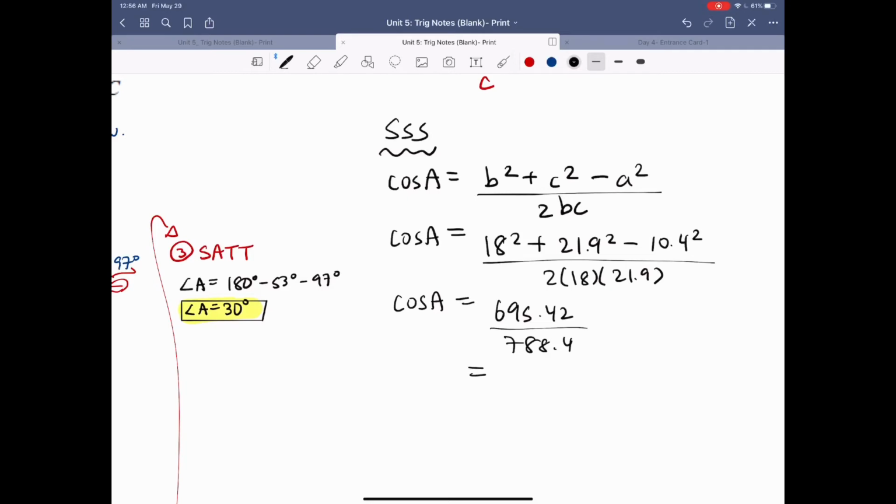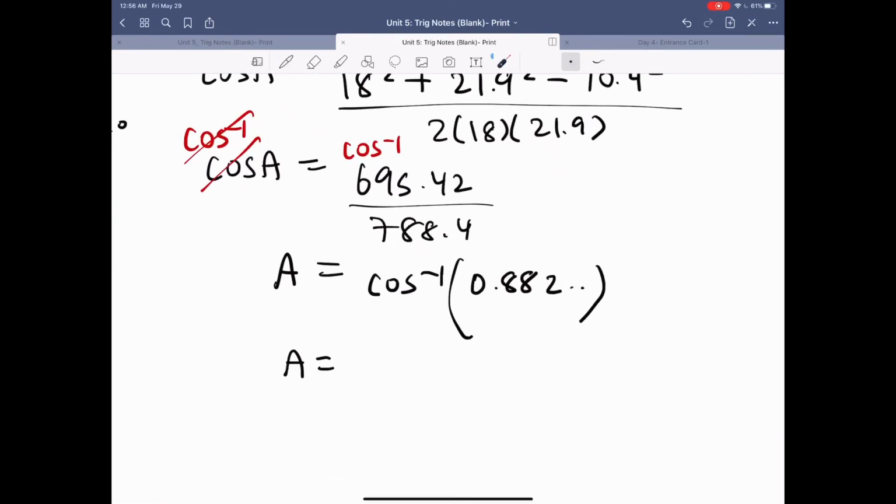It's important you remember what's on the left side. Well, at this point I could cos inverse both sides, and so I will get my A value, and my A value is cos inverse of the number right here, which works out to be about 0.882. At this point, I'm not sure if you've ever taken cos inverse and sine inverse of a bunch of numbers. You're going to find that when you take cos inverse or sine inverse of a number 1 or less, you will get an answer.